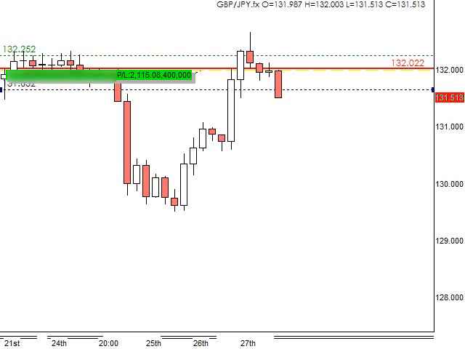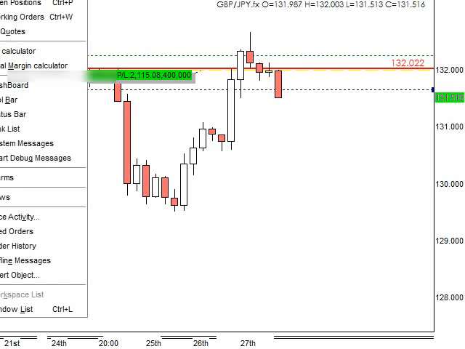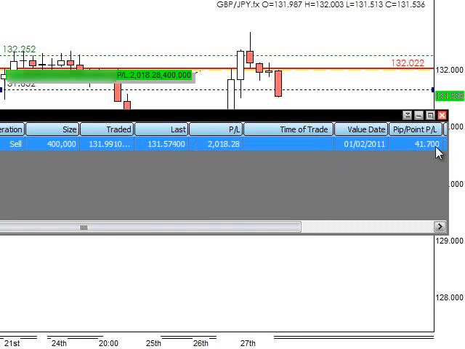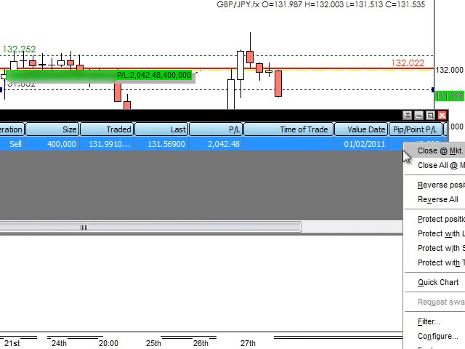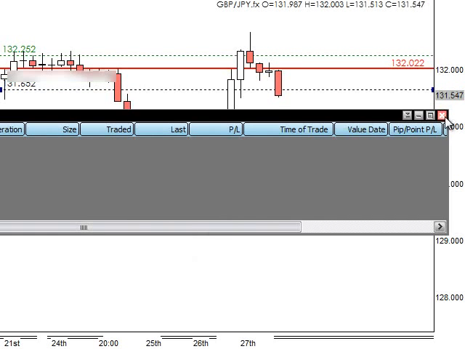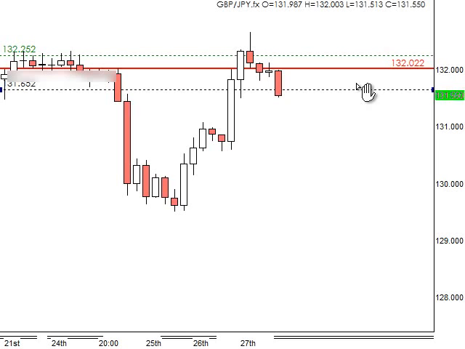So I'm going to close this one out now. Close with 42 pips profit. Close it right now and lock in those pips. Perfect. So that was a successful trade.